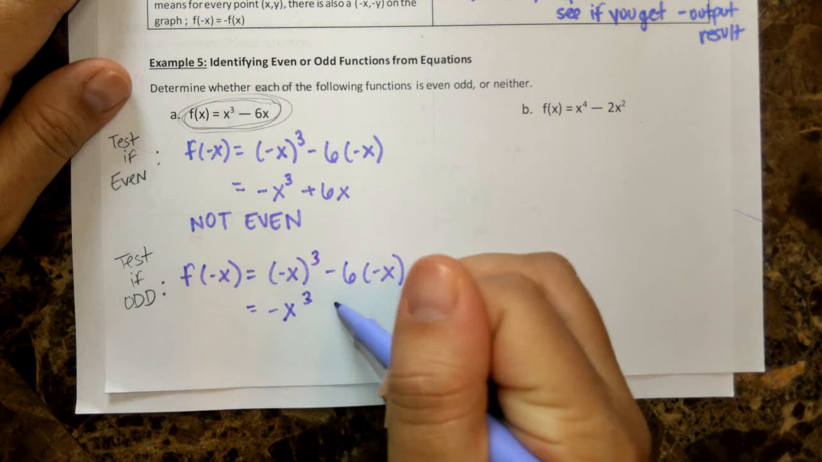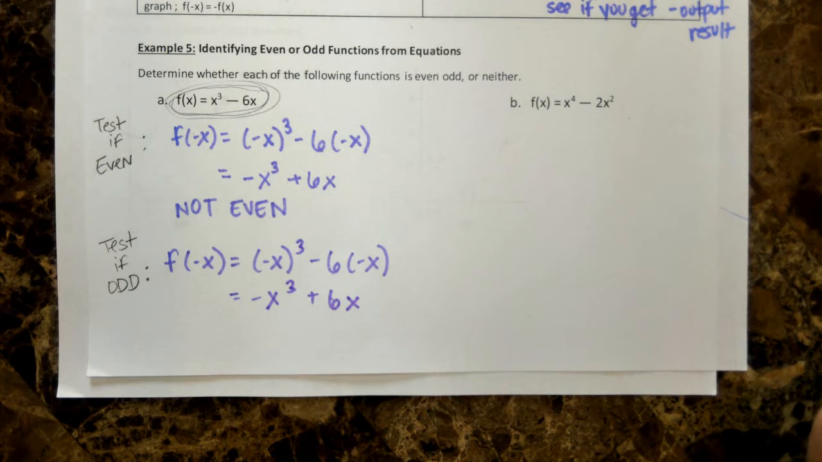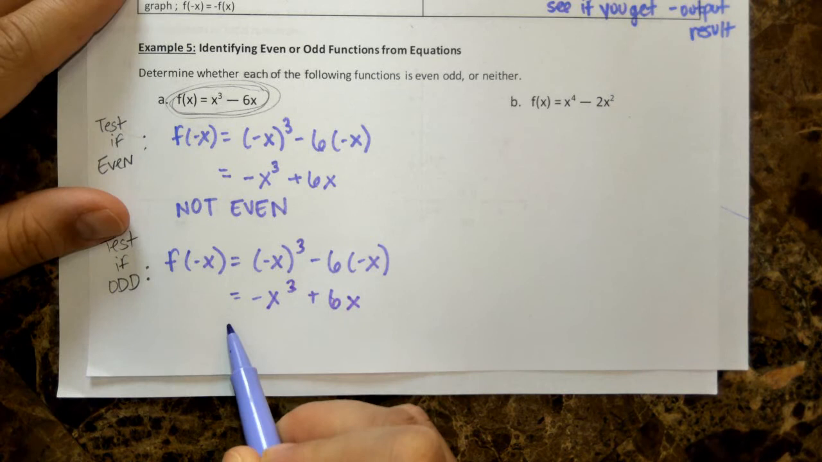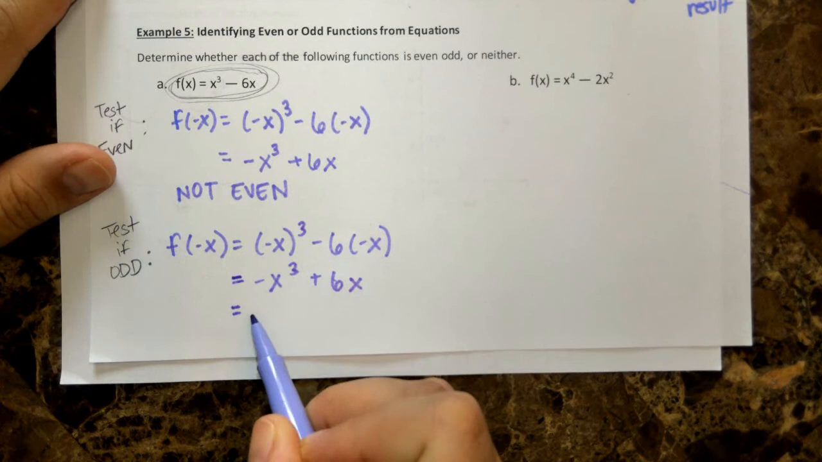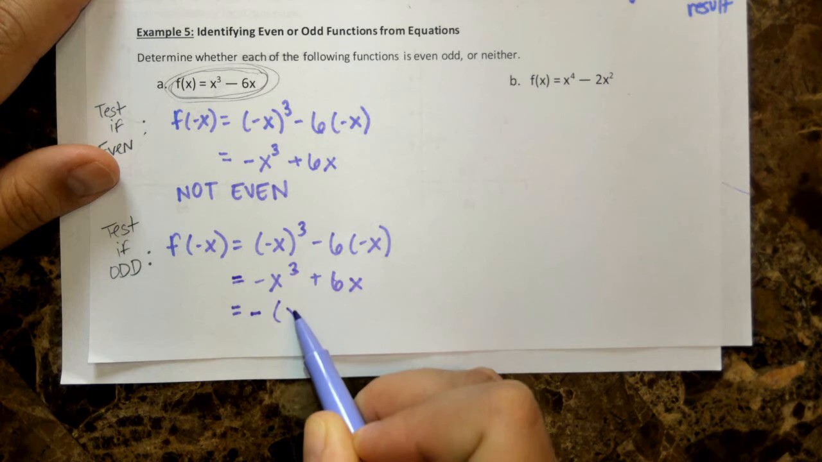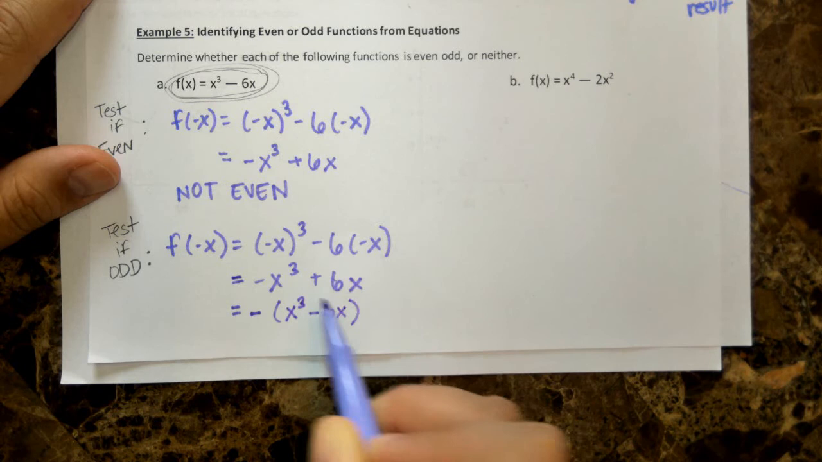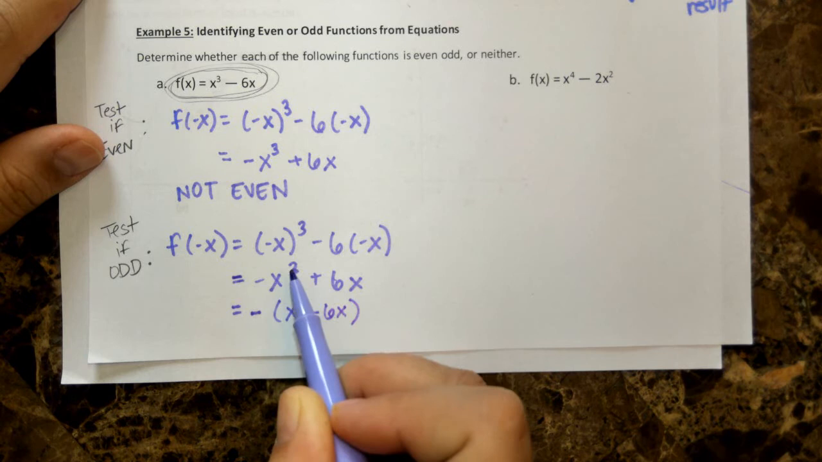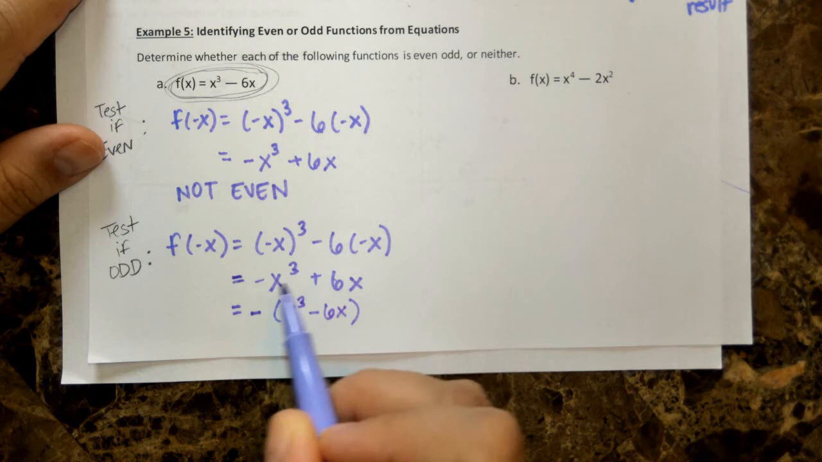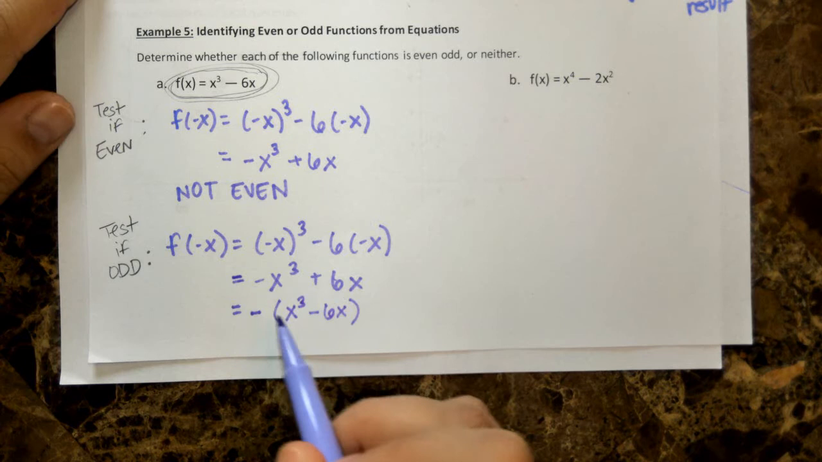Okay. I've simplified. I'm actually going to write this a little bit differently, just so that you can see why the next step makes sense. I'm going to write a negative outside the parentheses, x cubed, and then minus 6x. Now, why did I do this? Because if I were to distribute, negative times x cubed, I get negative x cubed. Negative times negative 6x, I get positive 6x. I've just taken a negative out of both. I've written it a different way. It's the same thing. I didn't change any values. I took a negative out of each of these and put it on the outside.